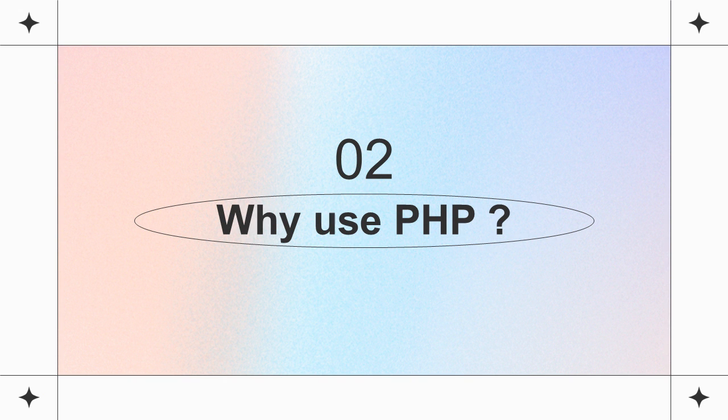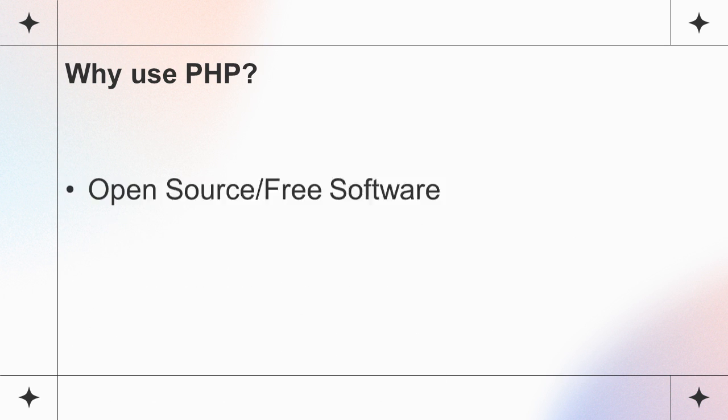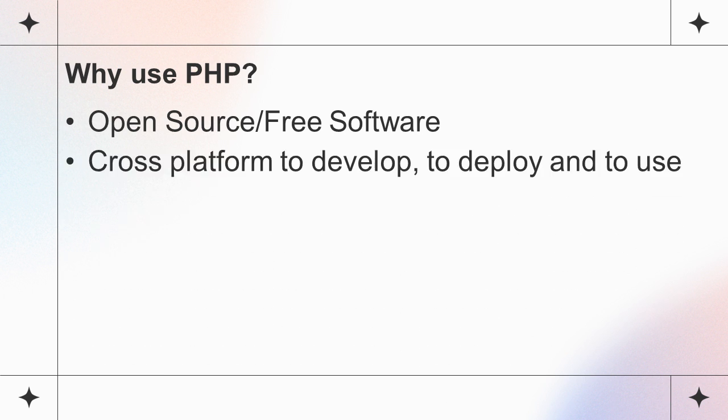Our next topic is why use PHP. There are so many reasons for using PHP. Let's discuss one by one. First is open source free software. PHP is an open source language, meaning its code is freely available on the internet. We don't need to buy a license while opening a company of PHP. Next, we already discussed cross-platform to develop, deploy and use.